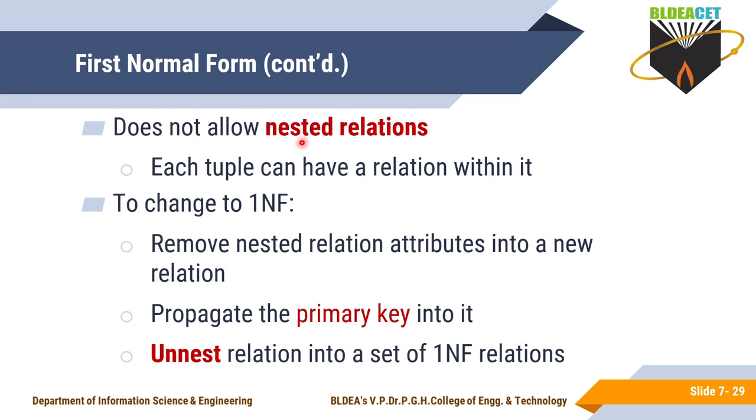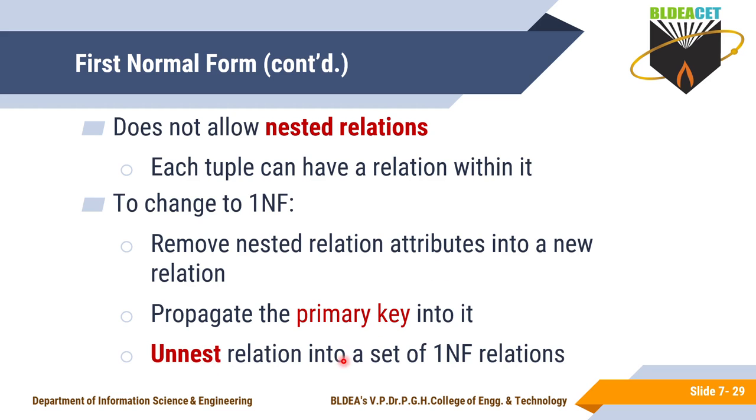So it does not support nested relations. In the first normal form it does not support the nested relation. So if you have a relation with nested relation attributes, what is the procedure you have to follow? First you have to remove the nested relation attributes into a new relation because it is not supported, and propagate the primary key into it. That relation contains these attributes along with the primary key of the relation.